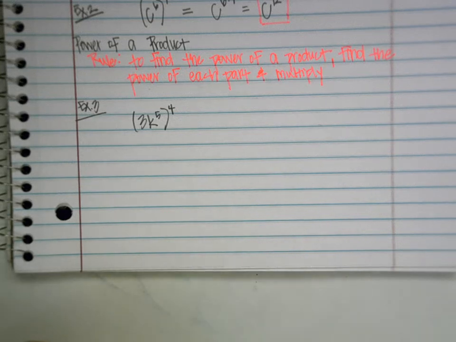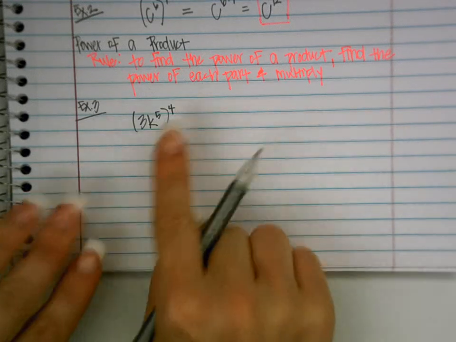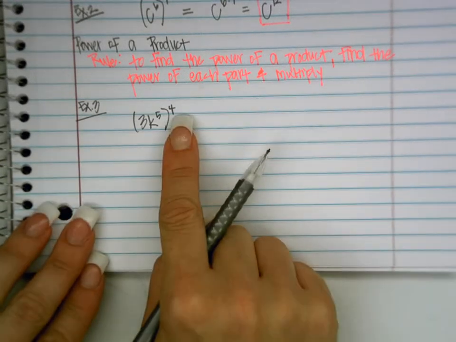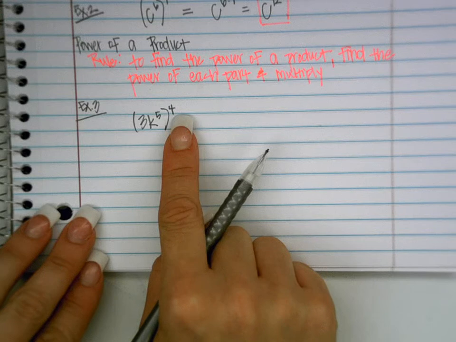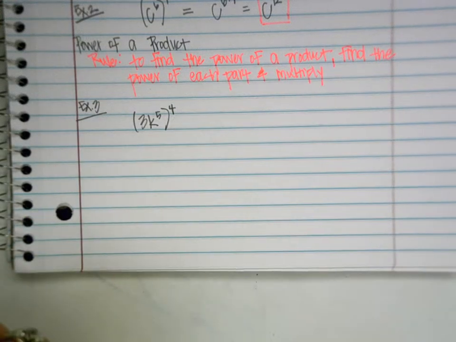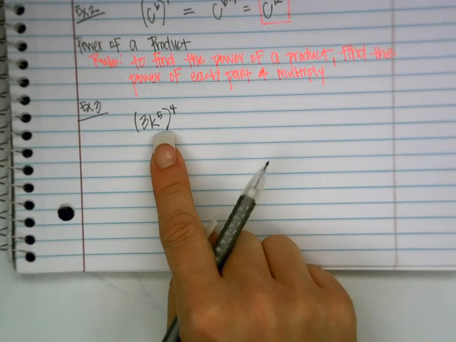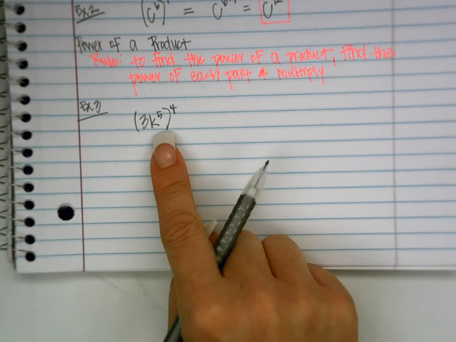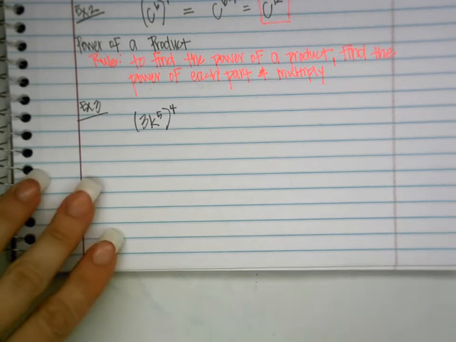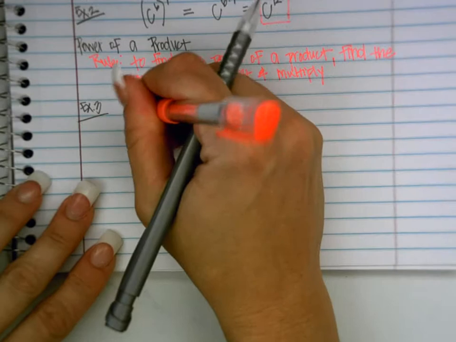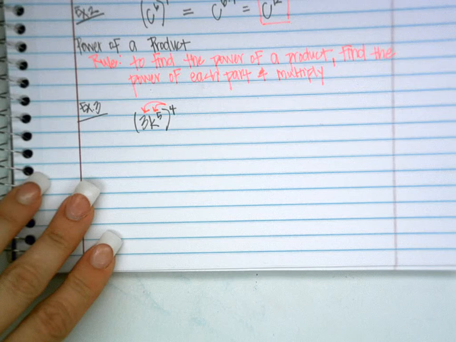So to find the power of a product, find the power of each part and multiply. So remember I told you that whenever something is in parentheses, this exponent of 4, what does it belong to? What does it go with? Amber? Does it just go with the K? No. Where else do you think it goes? The 3. Okay, if something's in parentheses, the exponent on the outside of it actually belongs to both of these. So what you're going to do is you need to break this up.